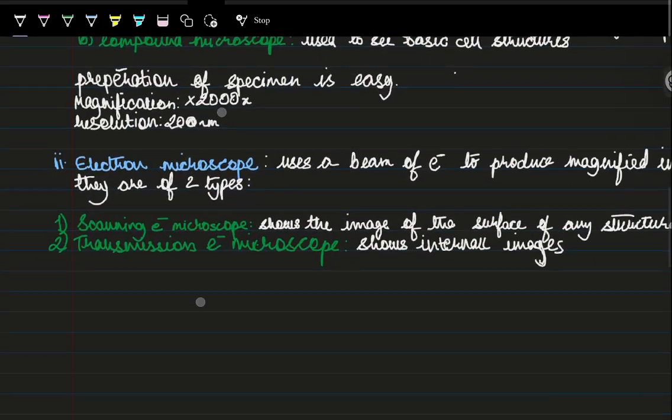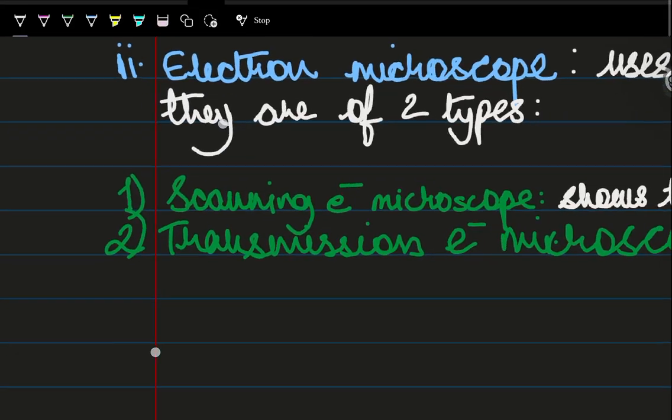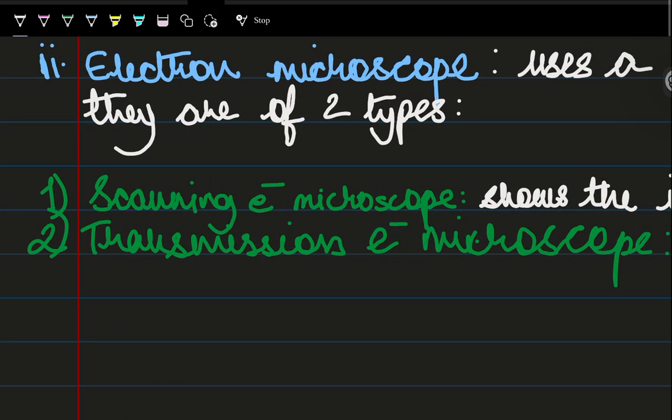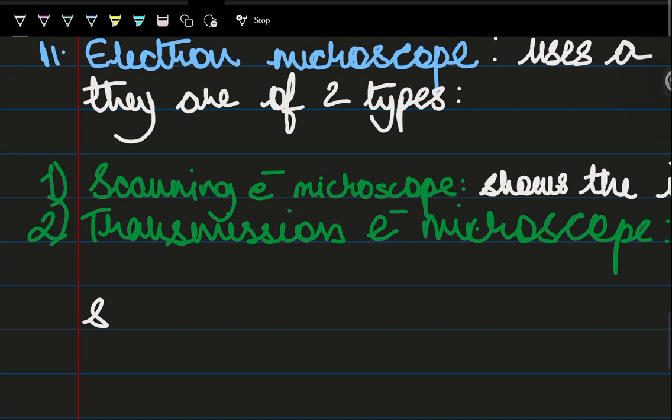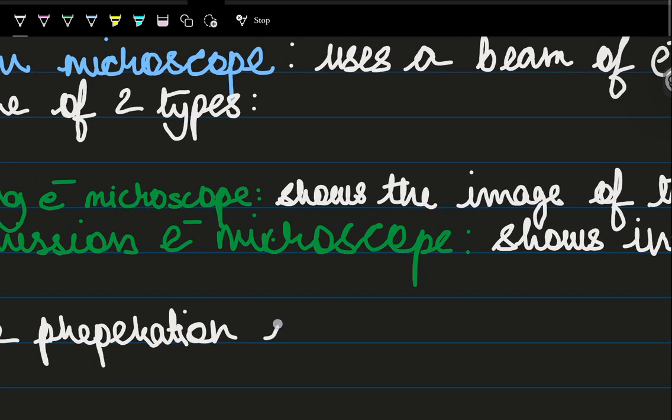Okay, so now let's talk about the pros and cons and the features of the electron microscope. So sample preparation here is not easy. You have to be very precise and intricate with how you handle the samples. Sample preparation is not easy. Yes.